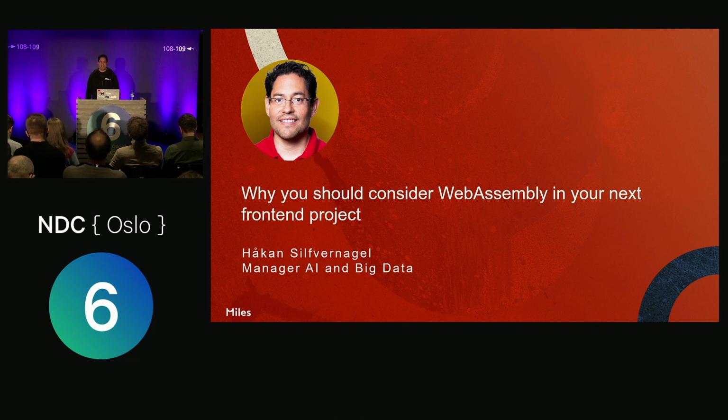So my name is Silfvernagel. I work as a manager for AI and big data for Miles, a Norwegian consultancy company. And today I'm going to be talking about WebAssembly, and more specifically, how can you use WebAssembly in your front-end projects as web developers. So what we're going to do here today is we're going to have a small test example. How can we compile down to WebAssembly using Rust? And then we'll create an NPM package, and we will upload it to NPM, and then we will use it in a standard web application. And this will form sort of the basis for how you can extend this and use WebAssembly here.